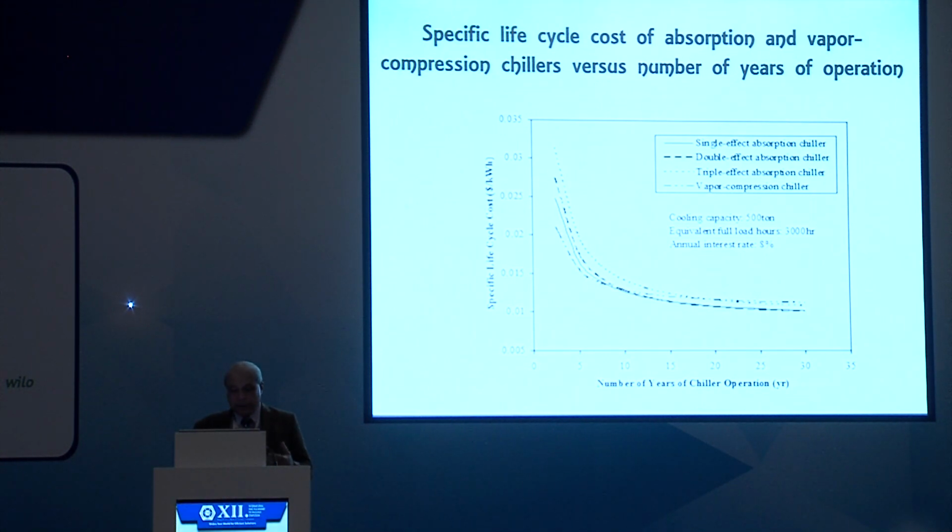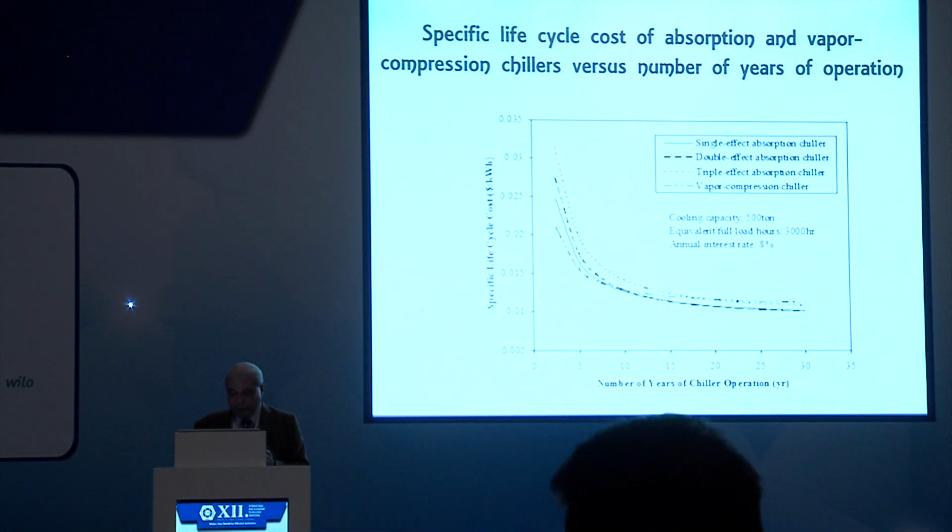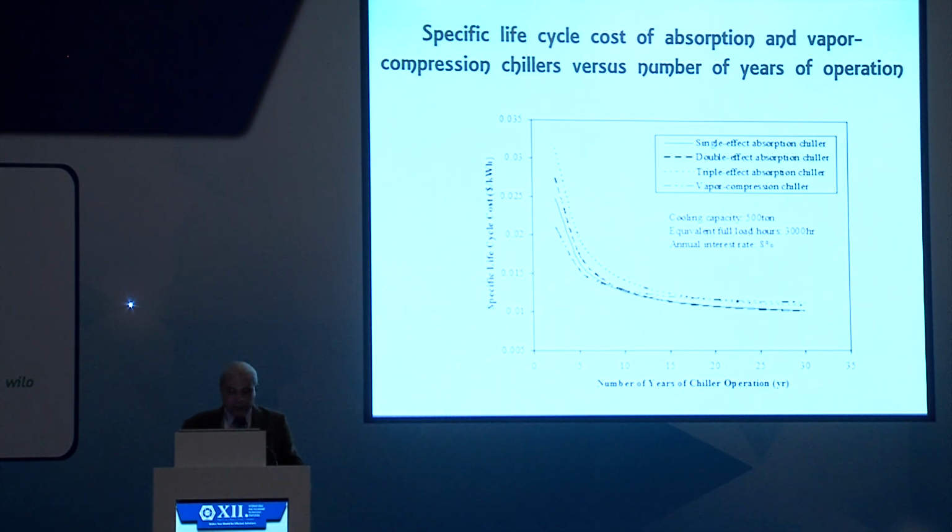Now, this is the specific life cycle cost as a function of the number of years of operation. And the number of years of operation, as you work your way towards 15, 20, 25, 30 years, your specific life cycle cost, of course, comes down. And you can see how the single, double effect and triple effect versus the vapor compression compare. We're talking here for a system that has a cooling capacity of about 500 tons and an equivalent full load hours of about 3,000 hours.